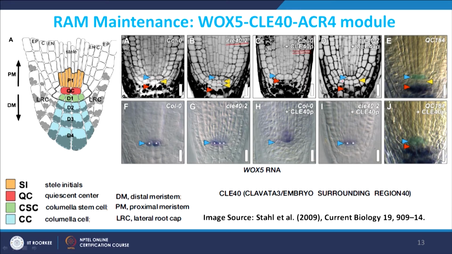Here you can see only one layer of columella stem cells, and these are just marker expression patterns for Vox5 RNA and QC184 RNA. So, in this way you can say that Vox5 is an activator or positive regulator of stem cell activity, whereas CLE40 might be negatively regulating the activity, but we will see how exactly this is happening.